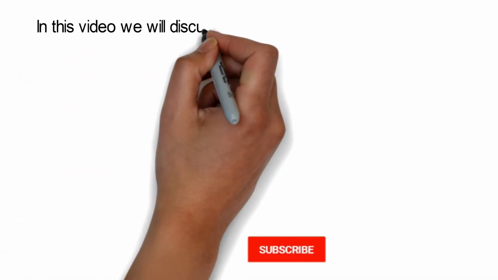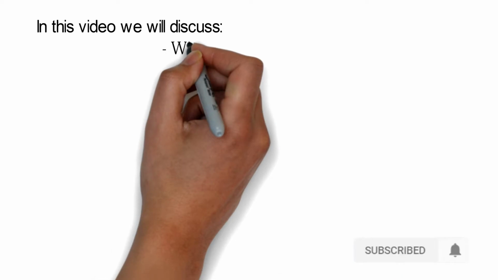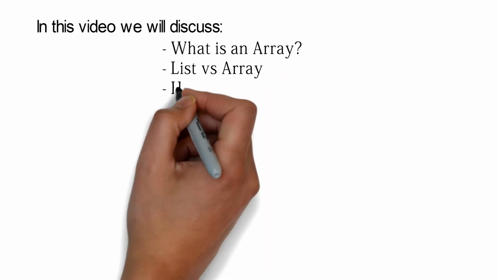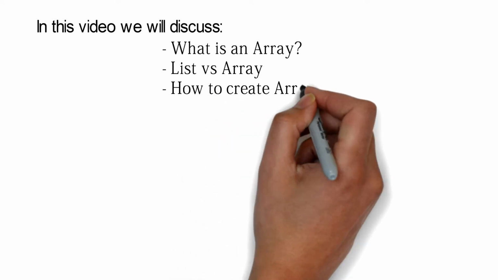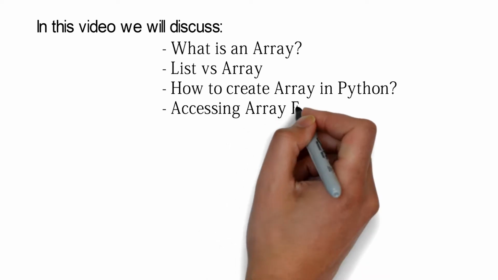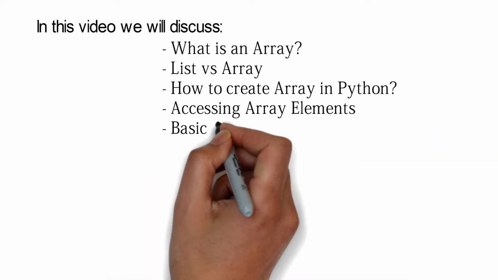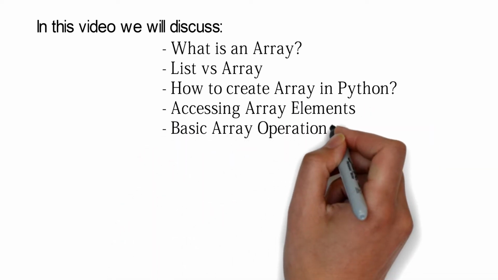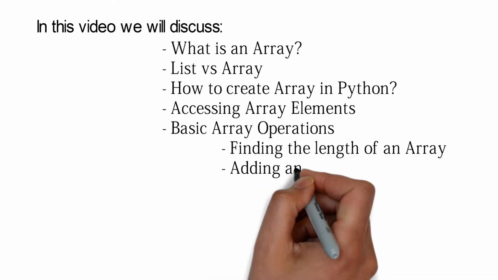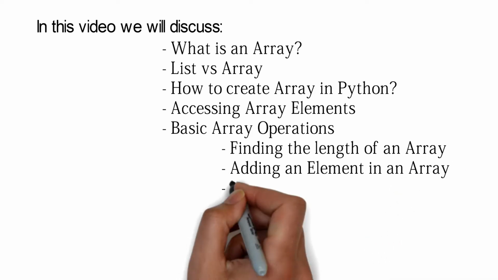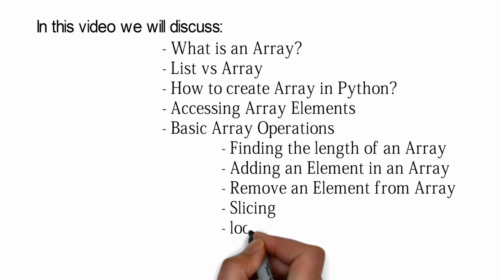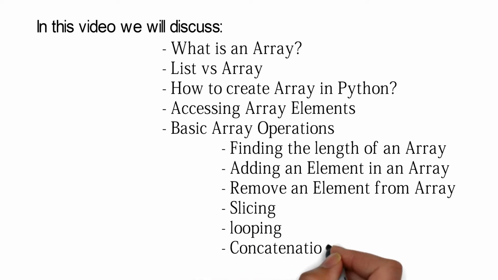Bismillahirrahmanirrahim. In this video, we will discuss what is an array, the difference between list and array, how to create an array in Python, accessing elements in the array, and then we can perform some basic operations like finding the length of array, adding an element in the array, or remove an element from the array. Then slicing, looping, and concatenation.